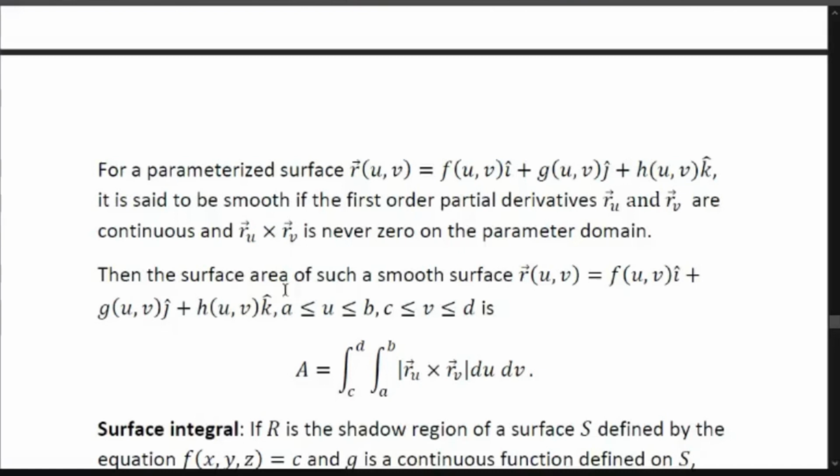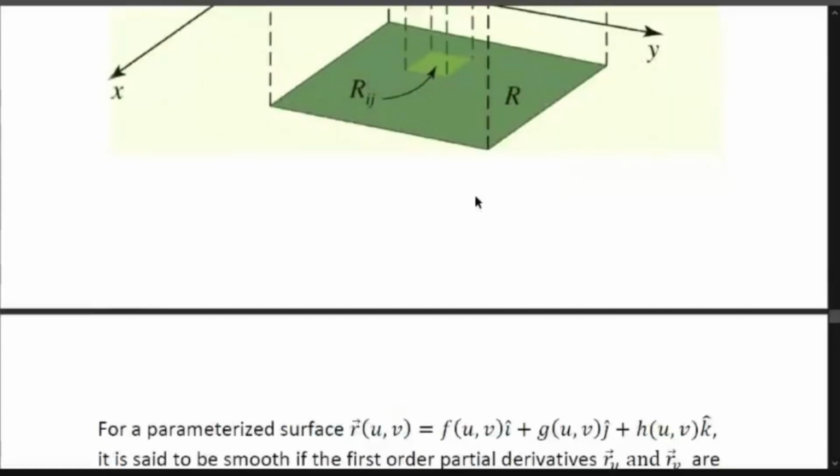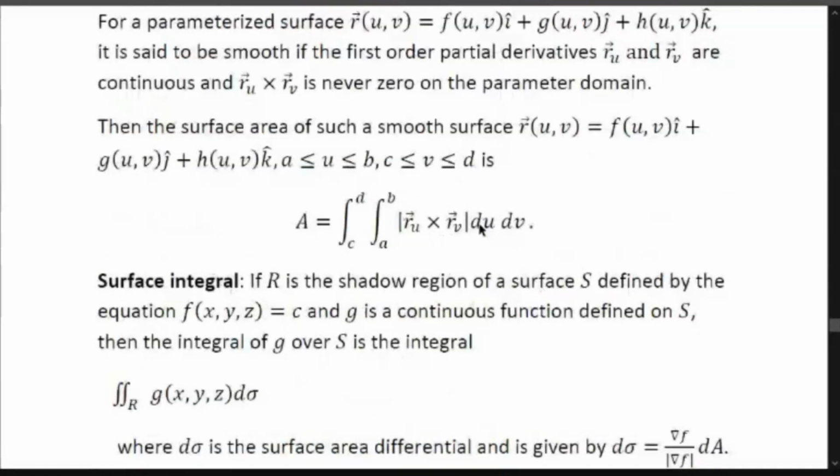Then the surface area of such a smooth surface is given by A is equal to integral C to D, integral A to B, modulus of Ru cross Rv du dv. Okay, this is the formula for finding surface area for a parameterized surface. The earlier one was for a non-parametric surface. This formula is for a parameterized surface.